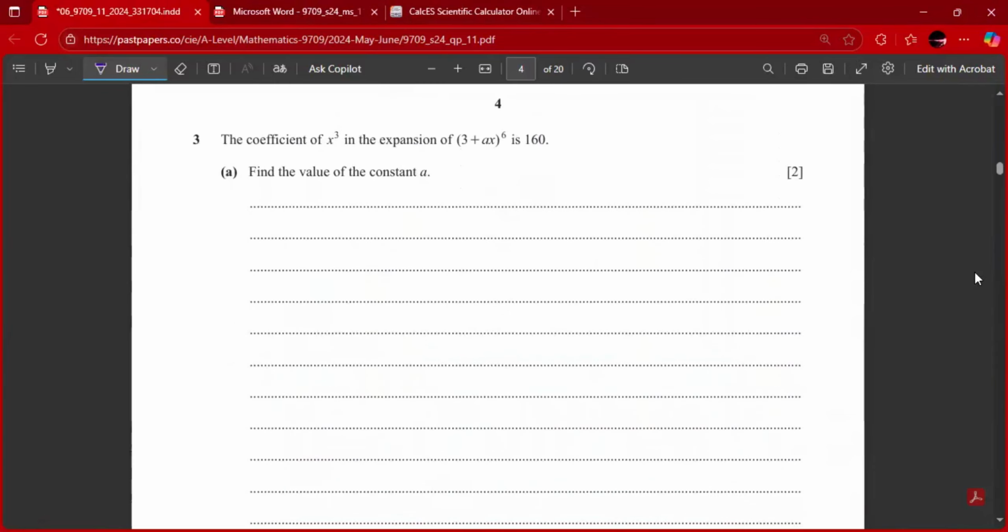Now we have something from expansion series, chapter number 6. A coefficient of x cubed in the expansion. Okay, no.